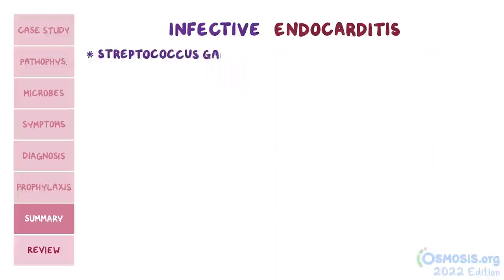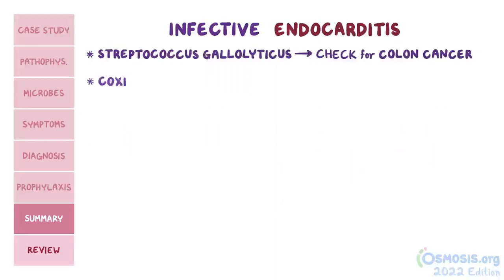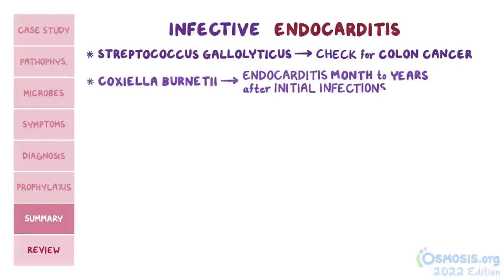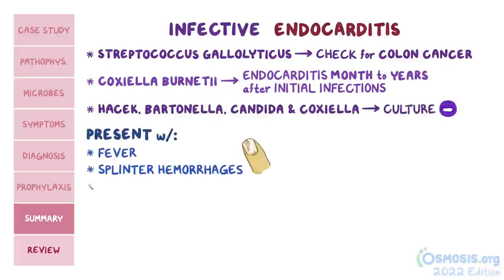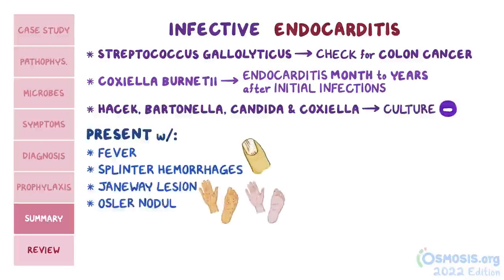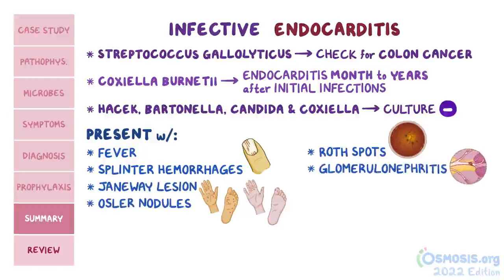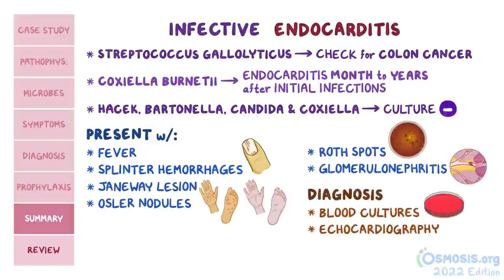In Streptococcus gallolyticus endocarditis, remember to check for colon cancer. Coxiella burnetii can cause endocarditis months to years after the initial infection. Next, remember that HACEK organisms, Bartonella, Candida, and Coxiella are culture negative. Clinically, individuals present with fever, splinter hemorrhages, Janeway lesions, Osler nodes, Roth spots, and sometimes even glomerulonephritis. Blood cultures, as well as echocardiography, are needed for the diagnosis.